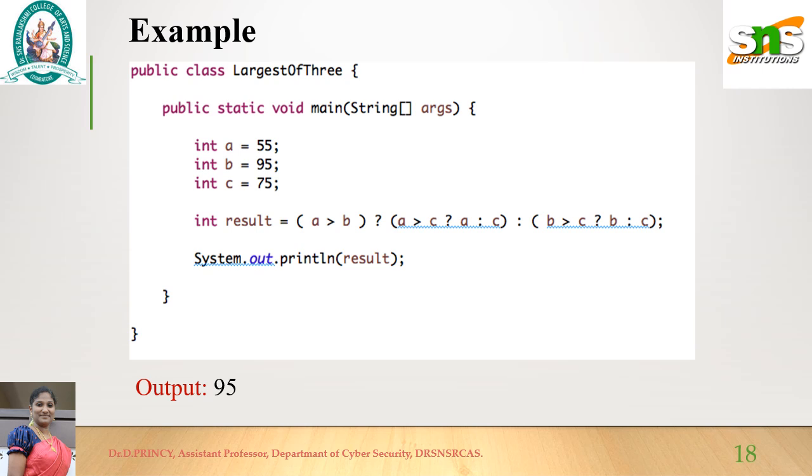After the colon, the next expression will be executed. B is greater than C. After the colon, it checks B greater than C. B means 95, C is 75. So 95 is greater than C. The condition returns true. Then after the colon, the C. So the output will be the C value. The result is 95 is greater. So this program finds the greatest among three numbers using the ternary operator.